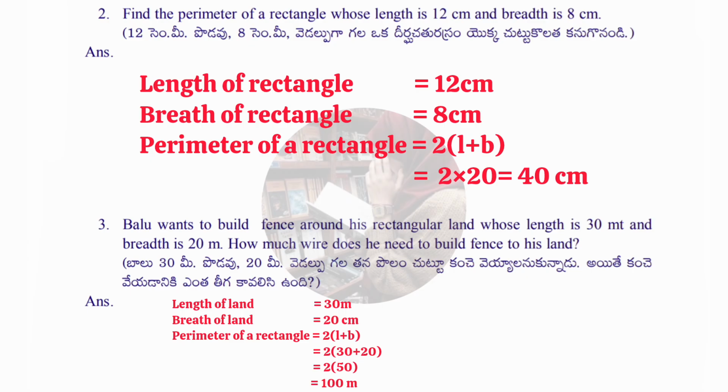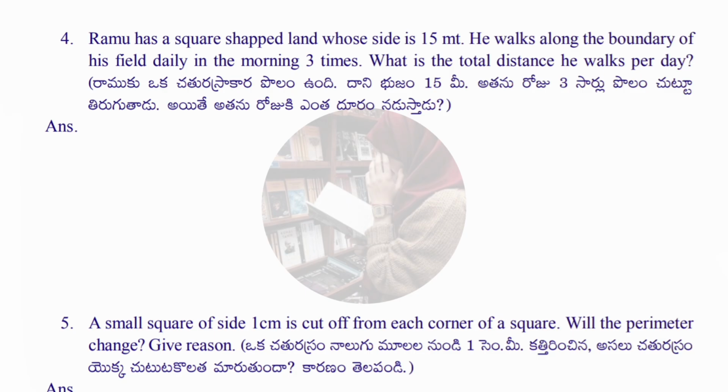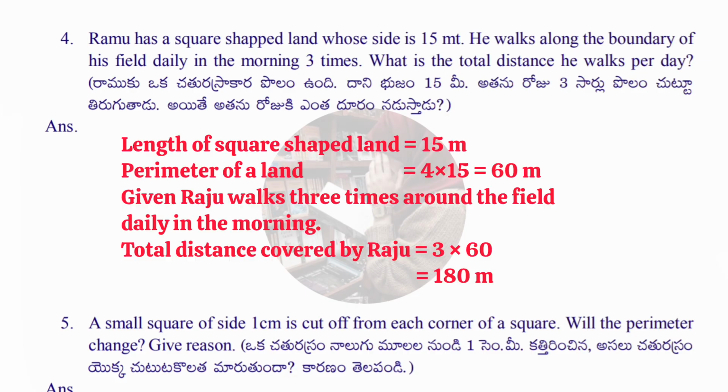Understood guys? Let's move on to the fourth question. Ramu has a square shaped land whose side is 15 meters. He walks along the boundary of his field daily in the morning 3 times. What is the total distance he walks per day? So let's see the answer. Length of the square shaped land is 15 meters. Then the perimeter of the land: we know the perimeter formula, 4 into S for a square. So 4 into S means 4 into 15 equals 60 meters.